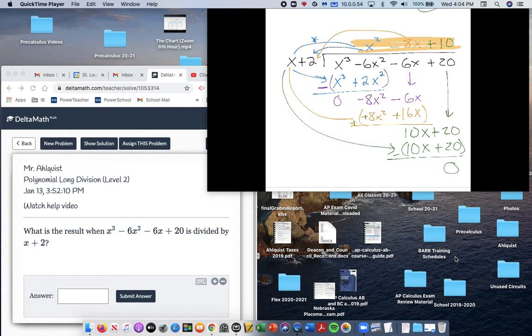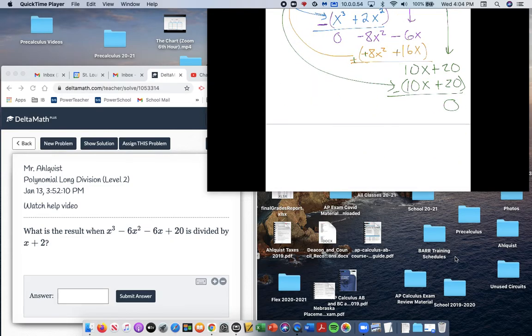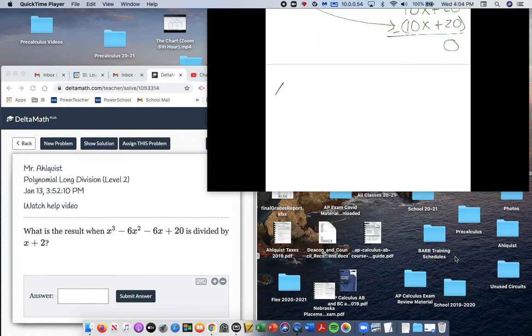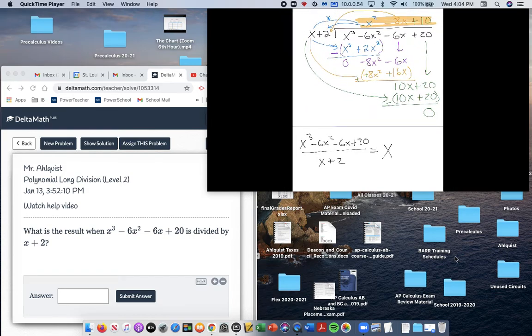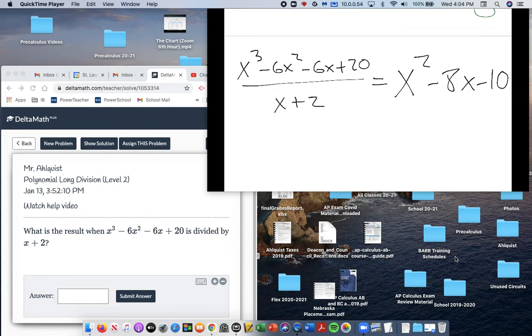That's our answer. So what I mean by that being our answer is actually another way to write x cubed minus 6x squared minus 6x plus 20 divided by x plus 2. The actual equivalent way to write that would be x squared minus 8x minus 10. That would be the same thing.